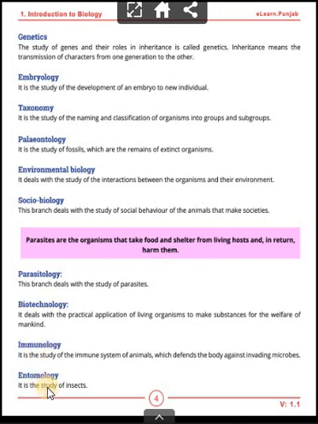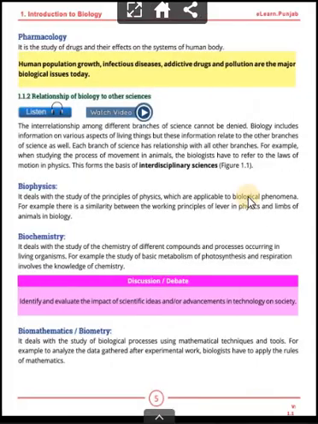Then the next branch of biology is entomology. Entomology is the detailed study of insects. That is called entomology.